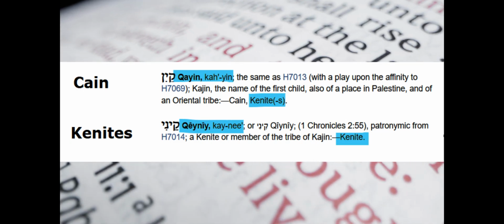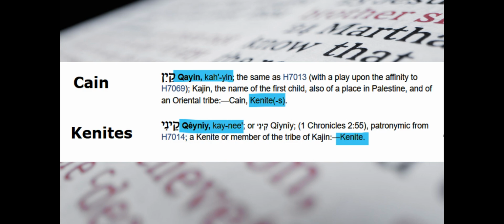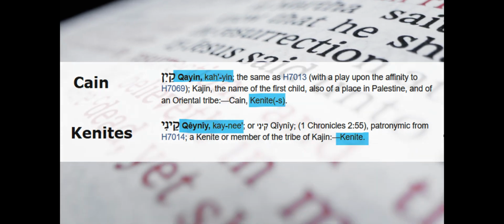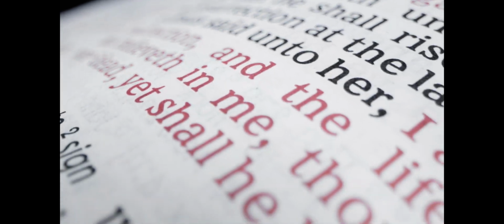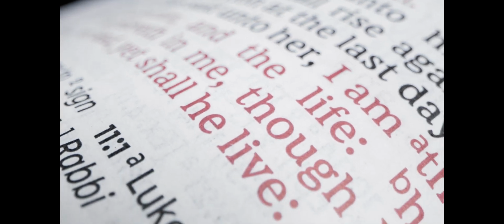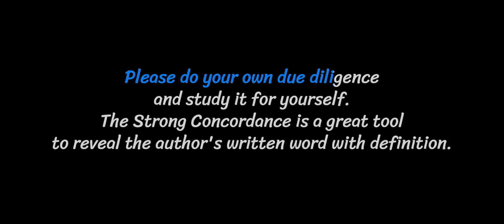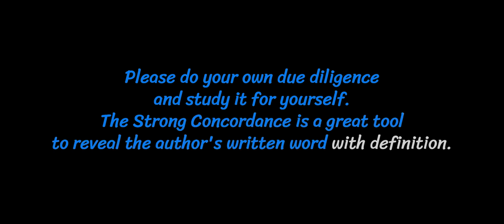Using the Strong's Concordance we can see how Cain and Cainites are spelled and their connection. Please do your own due diligence and study it for yourself. The Strong Concordance is a great tool to reveal the author's written word with definition.